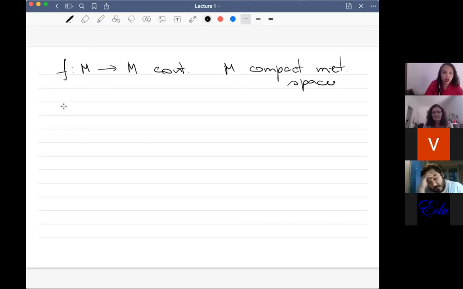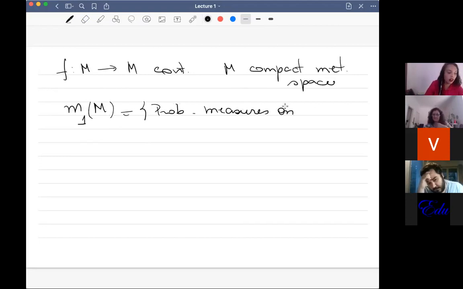I will make a notation, M1, with a one down here. M1 of M is the set of all the probability measures on M.